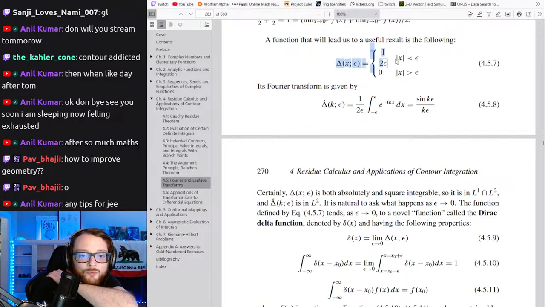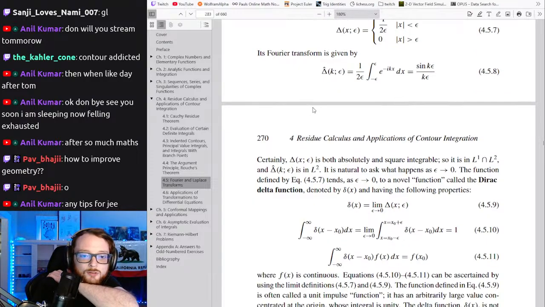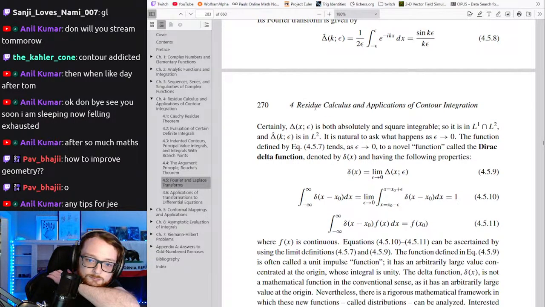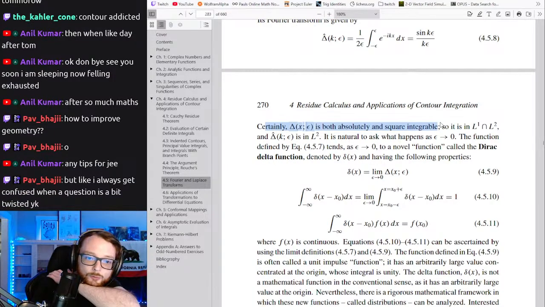Okay, so they're introducing this delta function, and they're going to let epsilon go to 0 to make it the Dirac delta function. It makes sense that that's both absolute and square integrable.